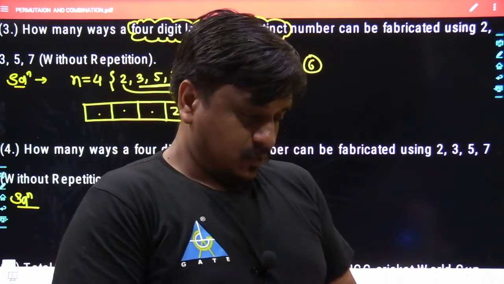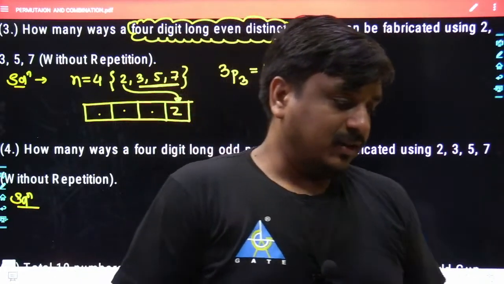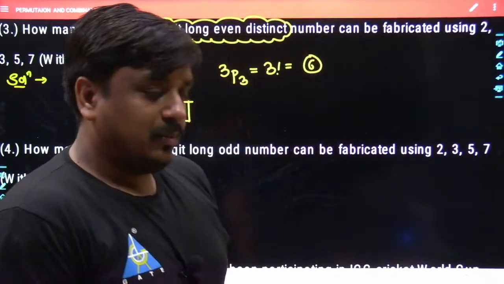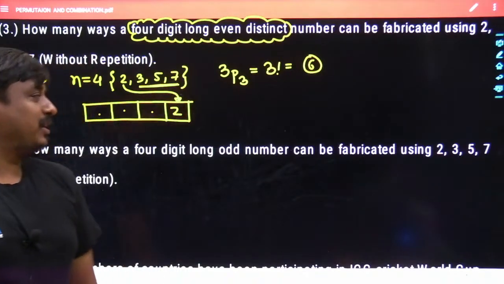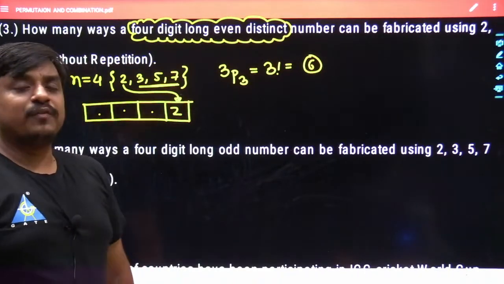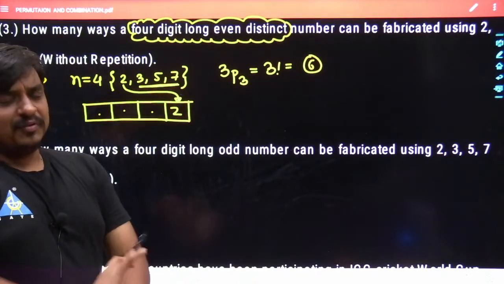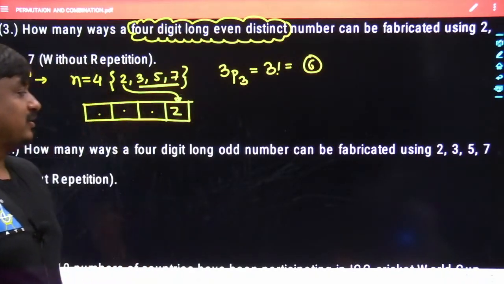Both have been getting the same answer, and that's the beauty of engineering mathematics. Both of them have been following 2 different methods, and both of the methods work perfectly well. Both of them have got the same answer, and that is 18.